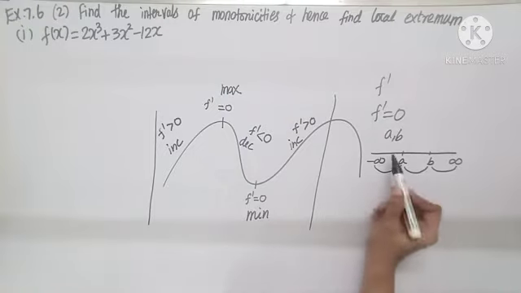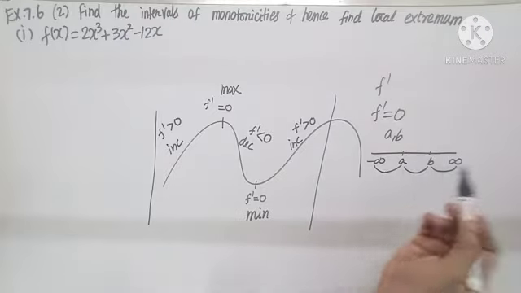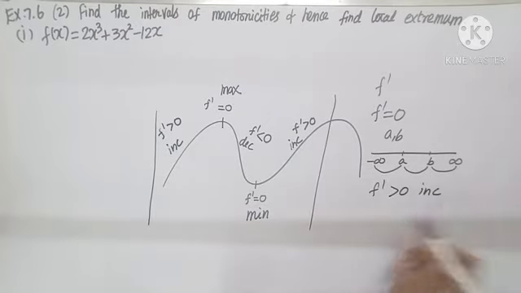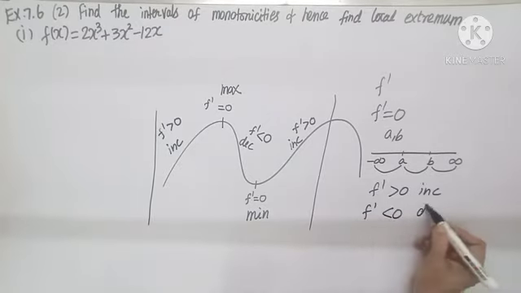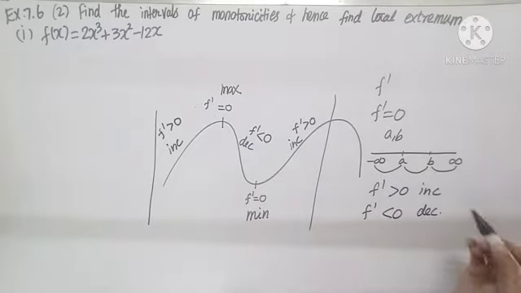Substitute any point in each interval in the derivative. Derivative positive tells me it is increasing. Derivative negative tells me it is decreasing. So we are going to write, in the particular interval, whether it is increasing or decreasing.